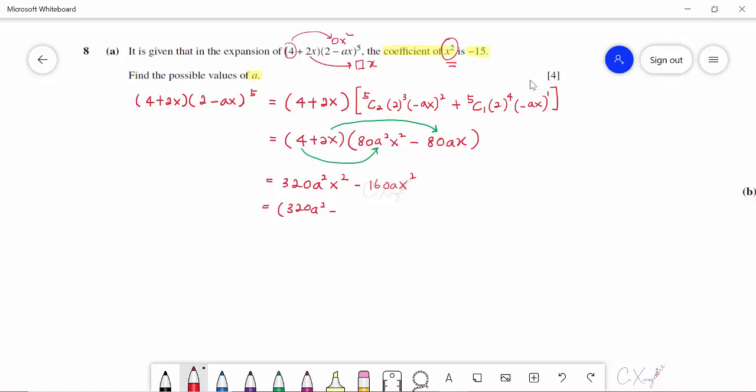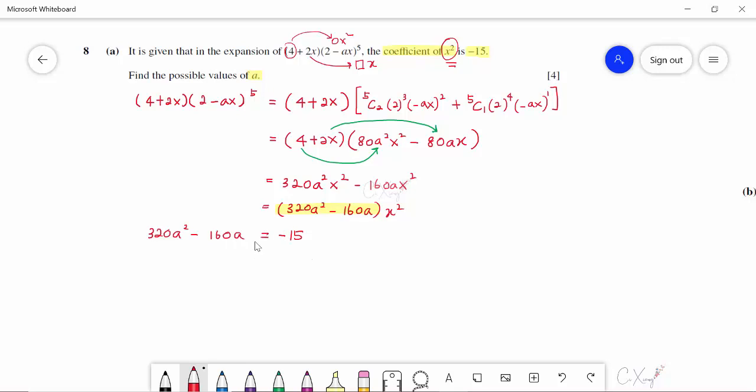then maybe I will try to factorize out the x squared so that you can see the coefficient of x squared clearly. So this is what we call the coefficient of x squared. And in this question, they also give you the coefficient of x squared already, which is negative 15. So that means you can let this 320a squared minus 160a equal to negative 15. All right, because again, you can see that from here, this is actually the coefficient of x squared. All right, so we get this equation.